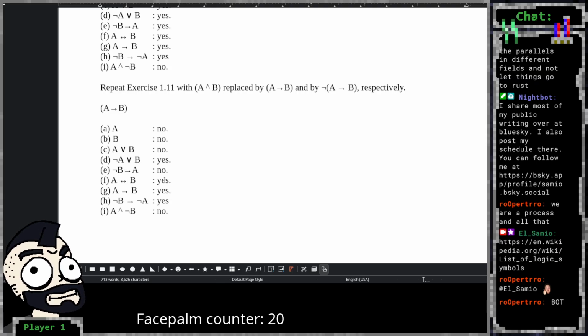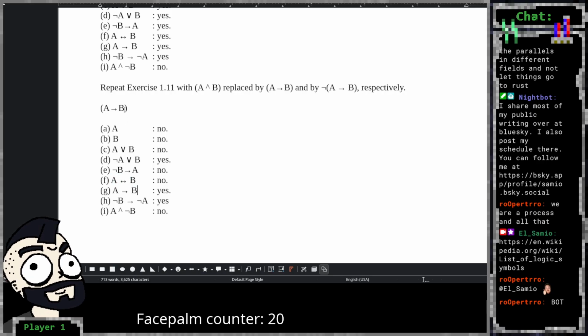A if and only if B? Of course not. They have different truth tables. We know that in the second row of the canonical truth table, when A is false and B is true, this is true. But this equivalence is not, because the equivalence needs to have both values be the same. A implies B? Yes, every formula in classical logic implies itself.